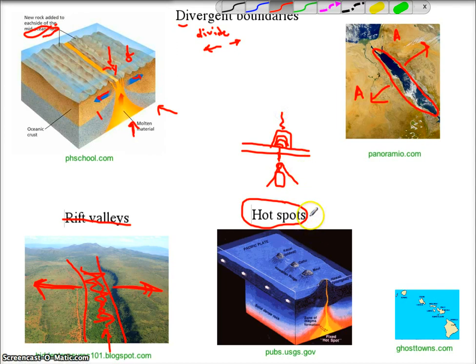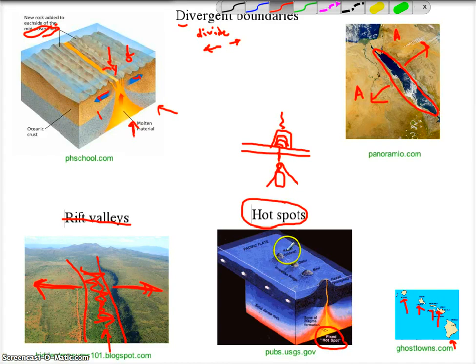So these hot spots are actually what people think formed Hawaii. Down here you have a picture of Hawaii, and this island is a hot spot and this island is a hot spot, and all down through here the islands are hot spots. Now you might say, are those different hot spots? No, it's the same hot spot. The hot spot's not moving. It's fixed. It's the plates that are moving.